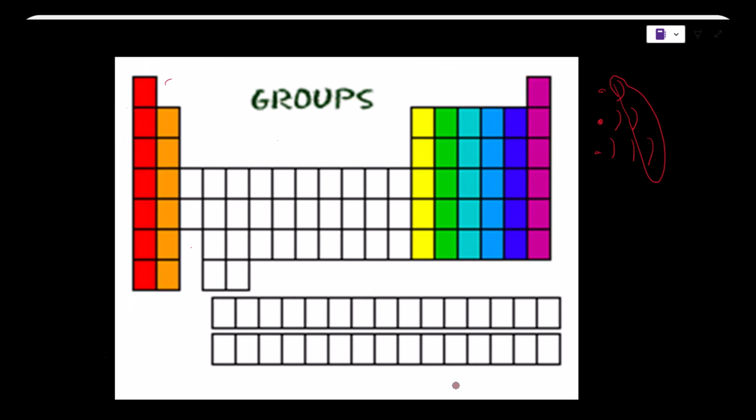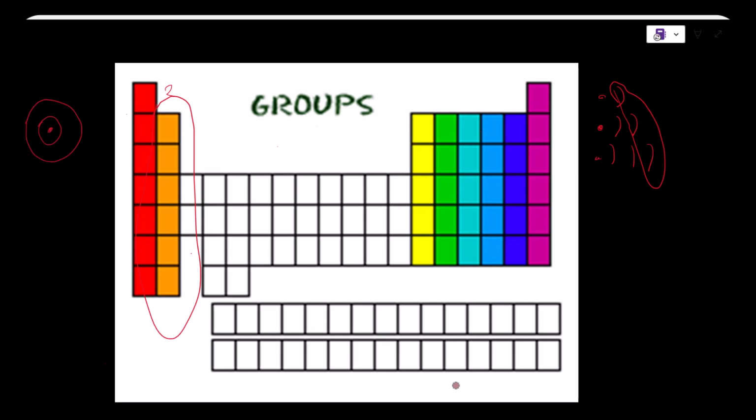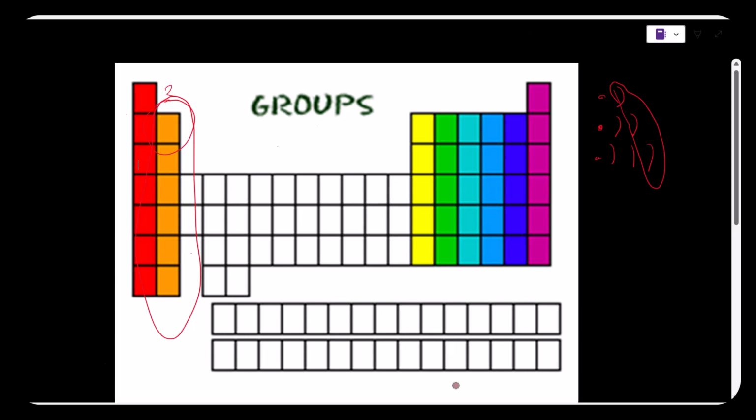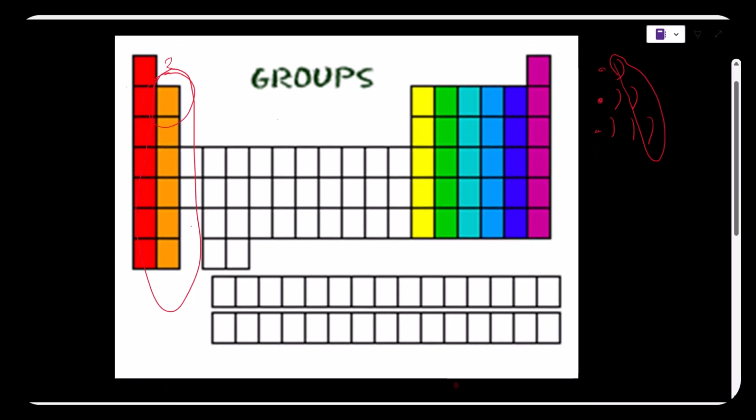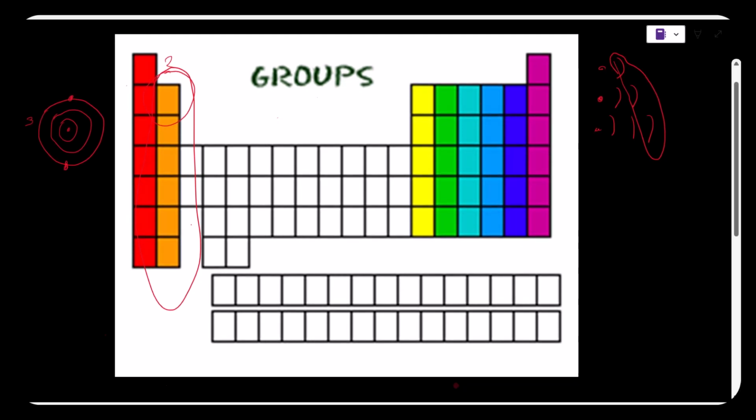Going to group 2 or column 2, all the elements in this column would have two electrons in the outermost shell, or 2 electrons in the valence shell. So starting at period 2, there would be 2 shells, and the outermost shell there would be 2 valence electrons. So that would be this element right here. And moving down to period 3, there would be 3 shells. So there would be 2 electrons in the outermost shell, which would be the valence electrons. And that would be this element.